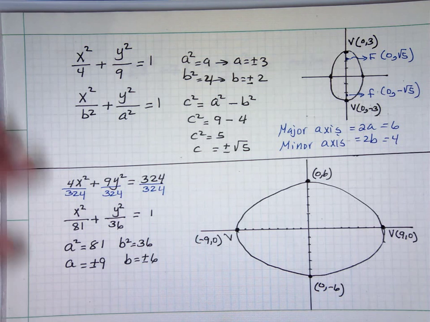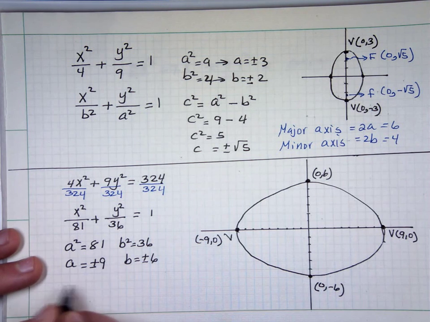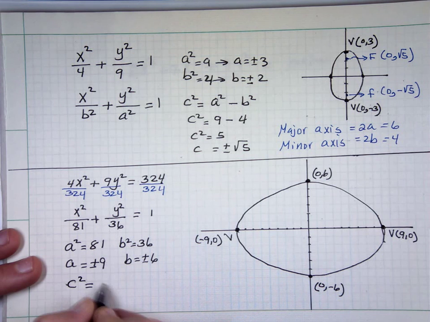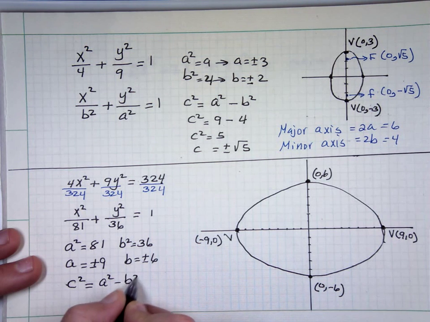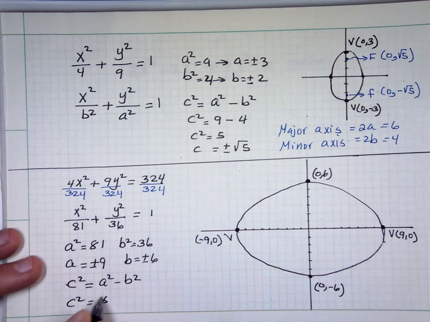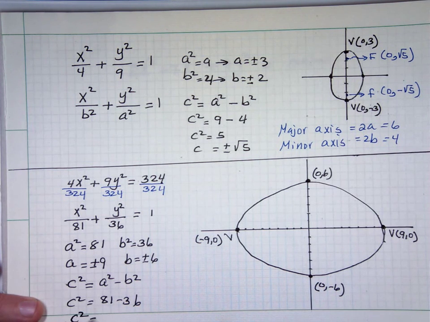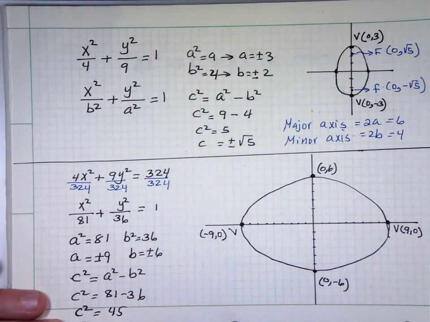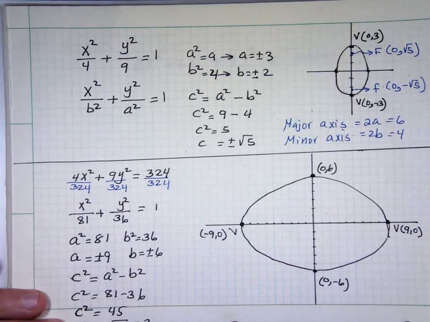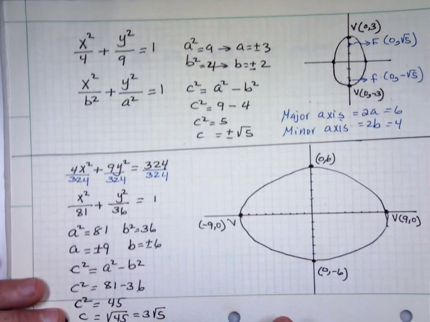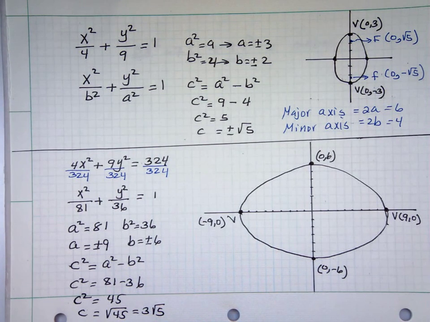Let me find the focal points for each one. C squared equals A squared minus B squared. C squared equals 81 minus 36. What do we got? 45. C squared equals 45. C equals the square root of 45, which you can break into 9 and 5, 3 the square root of 5. 45 is 9 times 5, and the square root of 9 is 3.